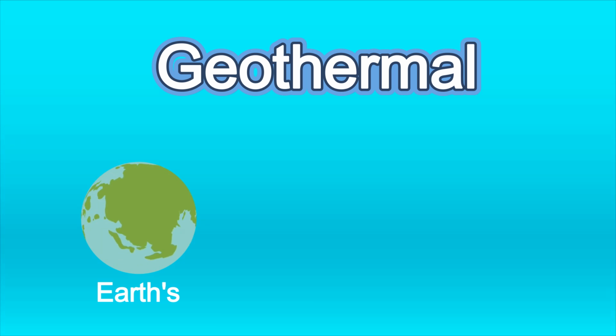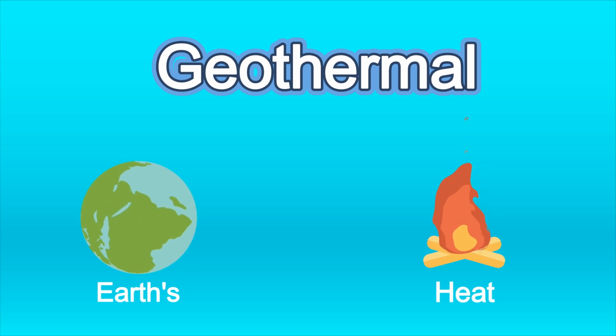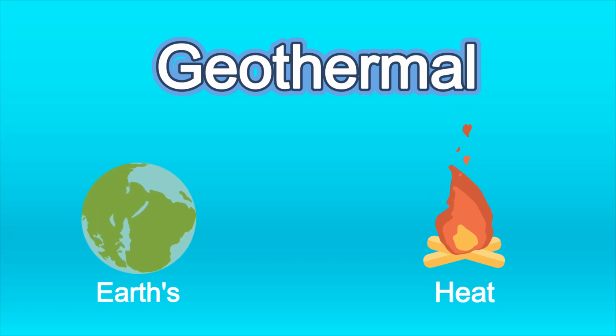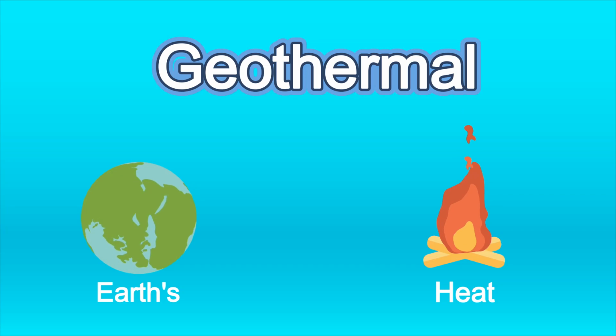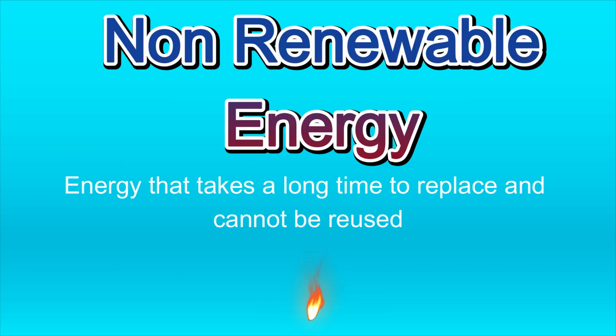Geothermal energy is another renewable energy resource. The word geo means earth and the word thermal means heat. So geothermal energy is heat that comes from the earth's core, and we're able to harness that and use it for electricity. Biomass is our last form of renewable energy. Bio meaning life, and so biomass comes from organic matter such as wood, crops, and animal waste.